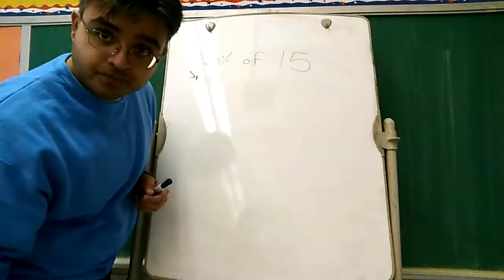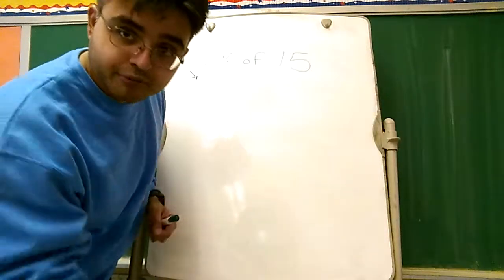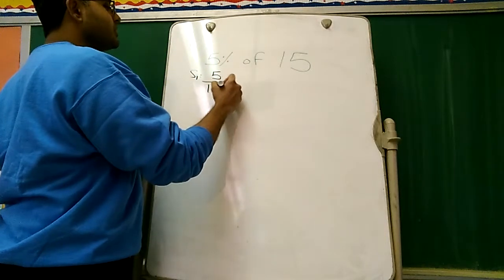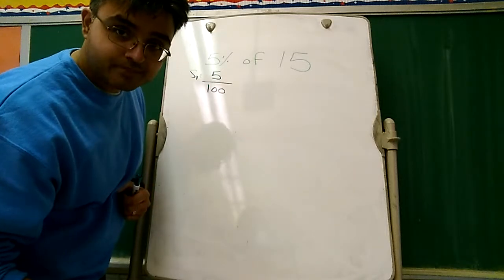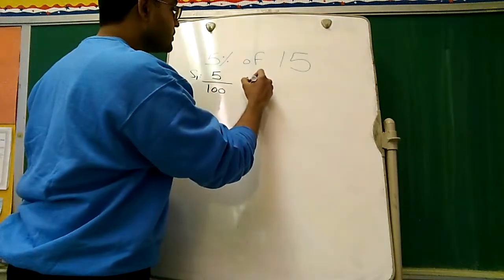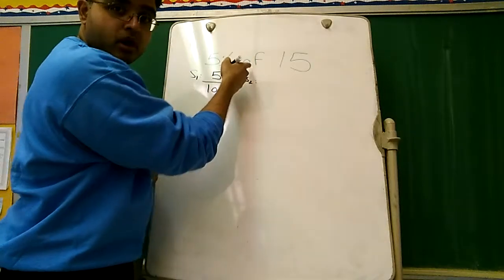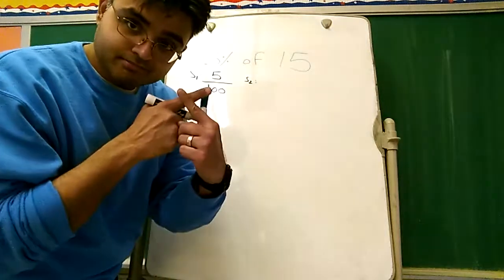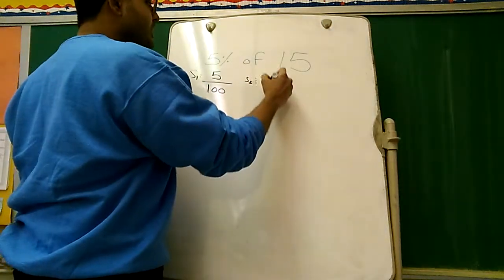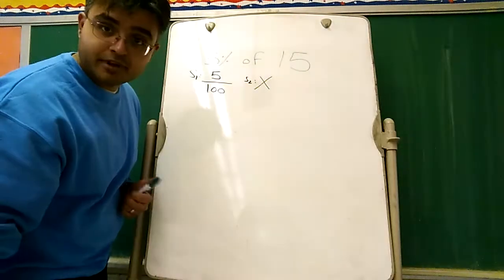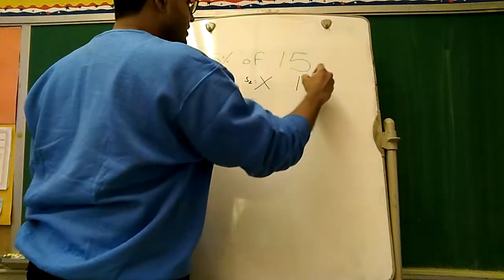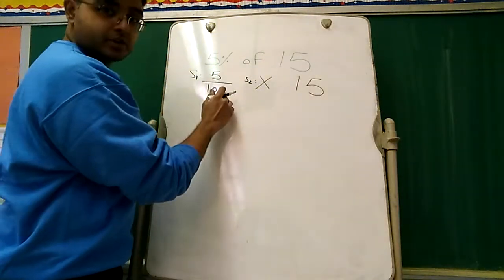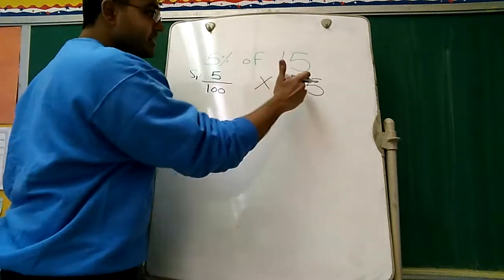The first thing you should do is turn this percentage into a fraction. How do you do that? You simply go 5 divided by 100. And that's a fraction. Step 2, I'm going to turn this ELA word, of, into a math property. Of basically means multiply. So step 2, of translates into a multiplication. And finally, we'll bring our 15 down right over here. Putting this all together, we've got 5 over 100 multiplied by 15.